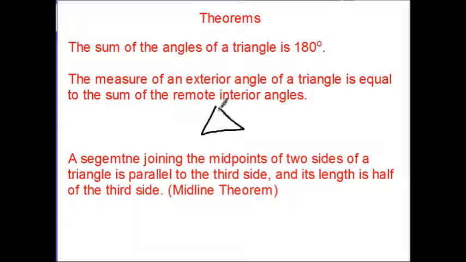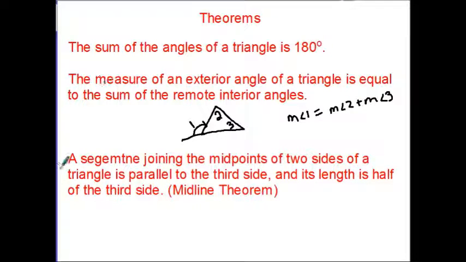Here's our triangle. Here's our exterior angle. We'll call this exterior angle angle 1. The remote interior angles are the non-adjacent angles that are inside our triangle. So we'll call this angle 2 and this angle 3. And what this theorem says is that the measure of angle 1 is going to be equal to the measure of angle 2 plus the measure of angle 3.